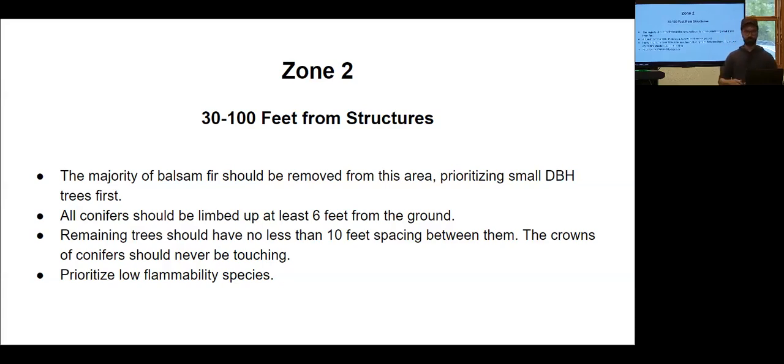And in this zone too, you may want to think about replacing some of the conifers and some of the fir with some other species. We talked a little about diversity. You want as much diversity on your landscape as possible. So a couple of recommendations I have, if you are inclined to be planting and replacing some of your balsam on your landscape.